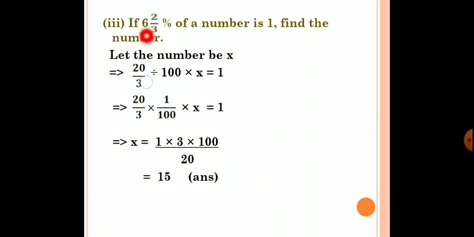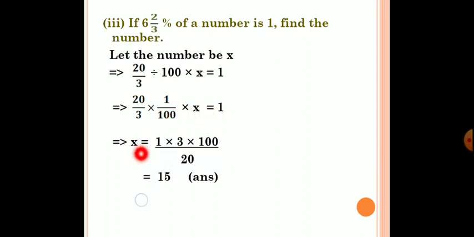Next, number 3. If 16 2/3% of a number is 1, find the number. So again, we don't know the number, so let the number be x. Now 16 2/3, that is 16 threes are 48 plus 2 is 50, so 50/3%. So we can write it as 50/3. Percent means divided by 100, of a number, that is into x, is equal to 1. So we can write it as 50/3 into 1/100 into x equals 1.